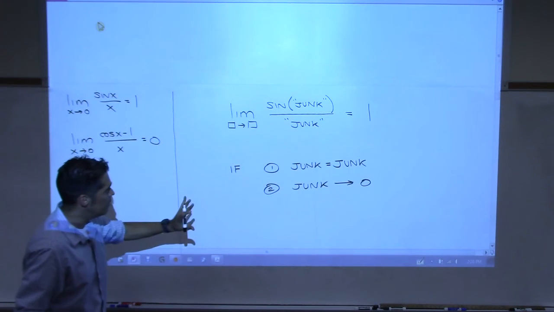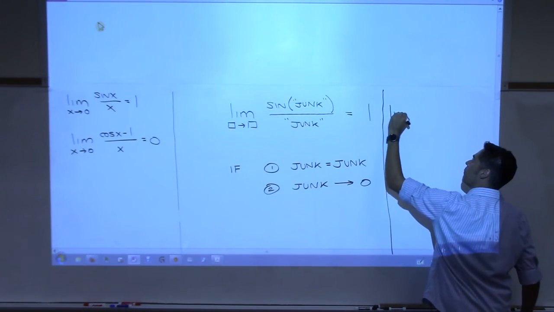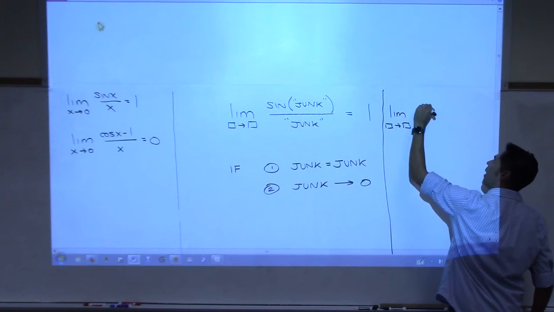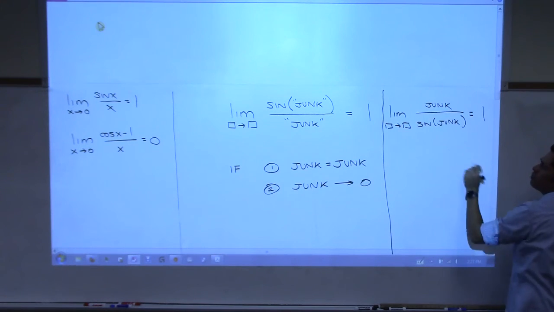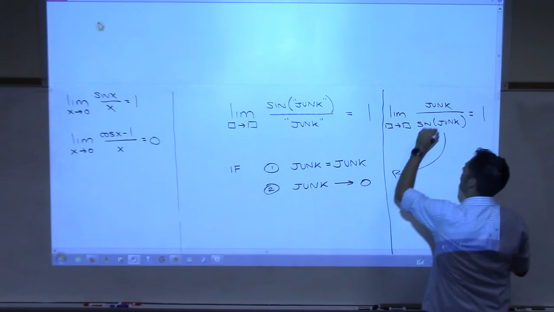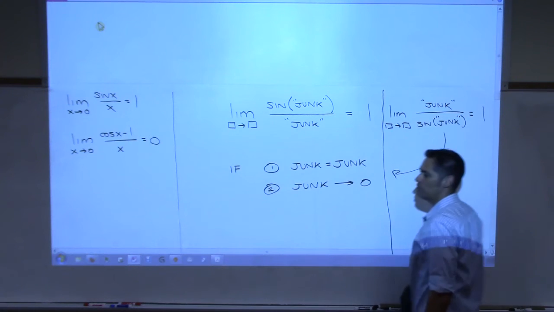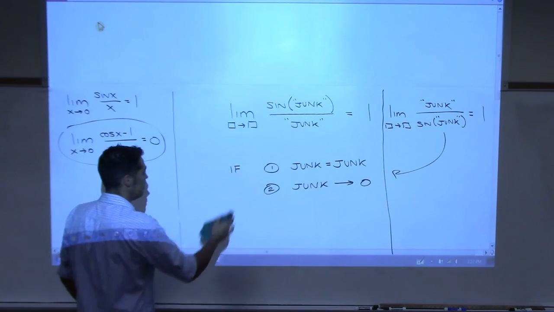And I need to add one more thing before I do it. This formula also works if it's flipped over. If you have the junk on top and sine junk on the bottom, this will also equal 1 as long as those two conditions are met. So it does not matter. And if you want, I'll put the quotes on here if you need the quotes. There you go. So if this problem said x over sine x, the answer would still be 1. We are going to address this one next class. But for now, let's do a couple of problems like this.